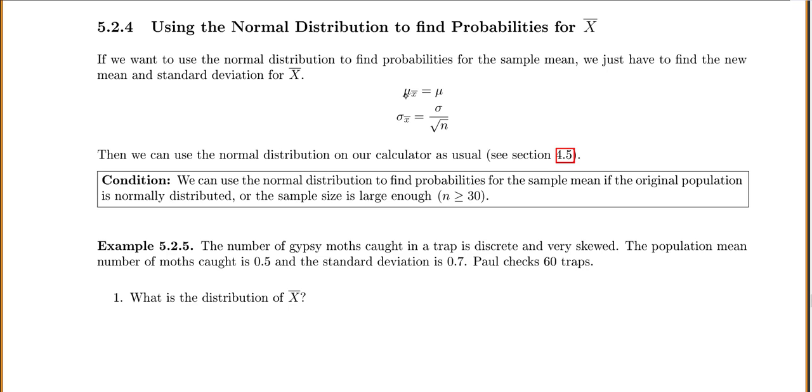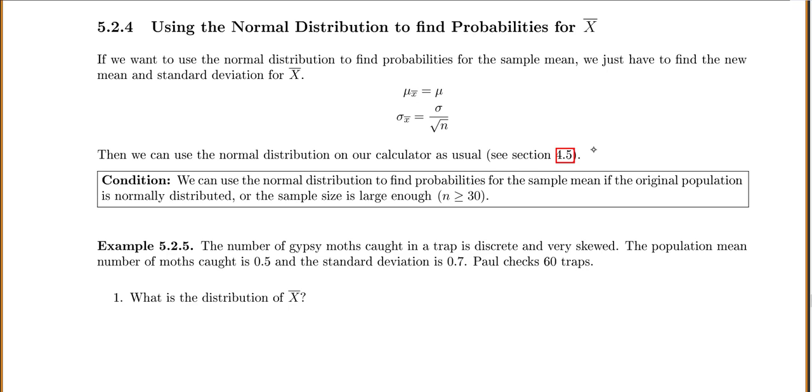We just plug everything straight into our calculator. So remember, we found a new mean, or this is mu of x bar, our average for all of our possible sample means. And it's just going to be equal to mu, which is our mean for the original population. And our standard deviation for all the possible sample means is equal to your original standard deviation over the square root of n. Once you have your new mean and standard deviation, you just plug everything into your normal distribution on your calculator's normal.